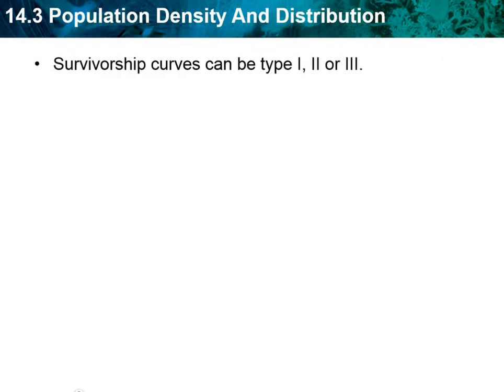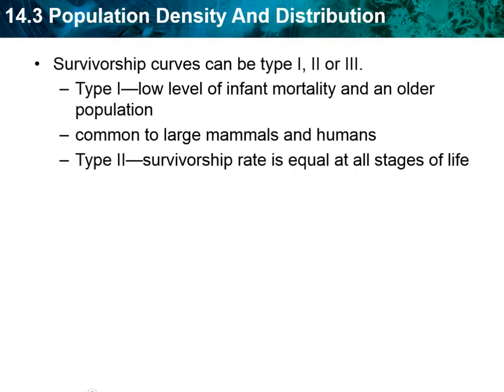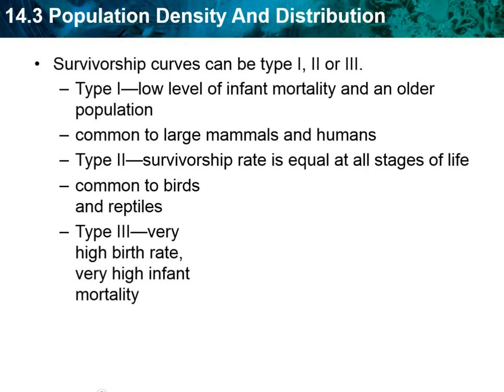So survivorship curves can be type 1, 2, or 3. Type 1, you have a low level of infant mortality and an older population. This is common to humans and mammals. Type 2, the survivorship rate is equal at all stages of life. That's common to birds and reptiles. And then type 3, very high birth rate and very high infant mortality. This is common with invertebrates and plants.